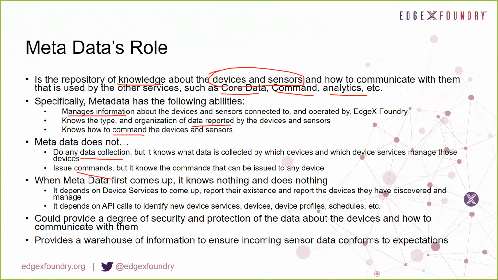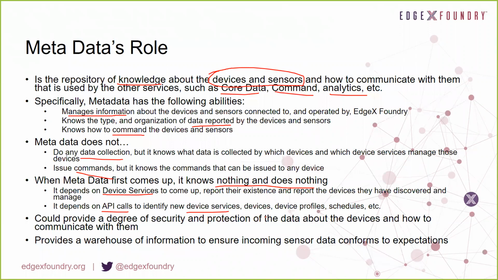So metadata is nothing more than a repository of knowledge about what's connected, how it's connected, and how to communicate with it. When metadata first comes up, it knows nothing about what is out there in the EdgeX system. In other words, it comes up as a novice and ignorant database, or if you will, an ignorant knowledge system. It depends on things like device services to then come up and start reporting in and feeding in information about what devices and services are out there. It may also depend on humans or other systems to make API calls into metadata to define what new device services, devices, and such are part of the EdgeX system.